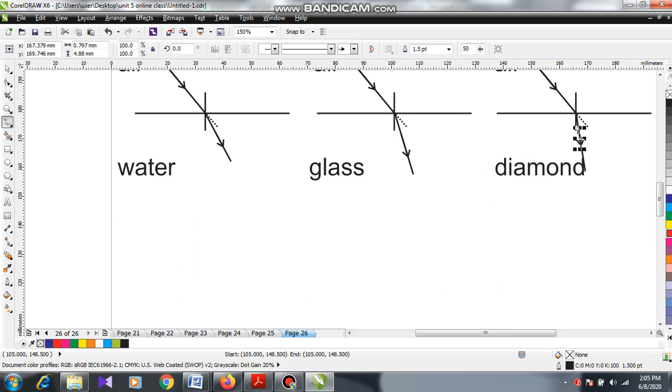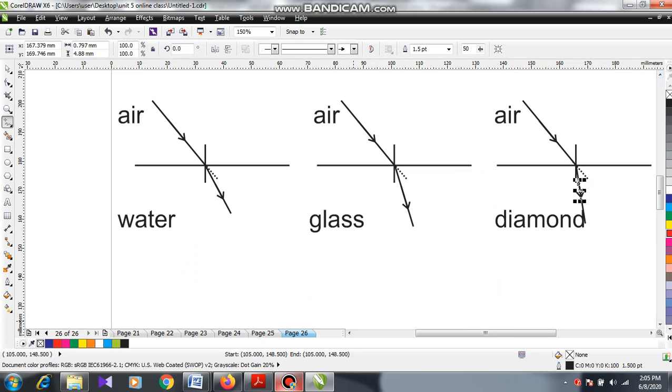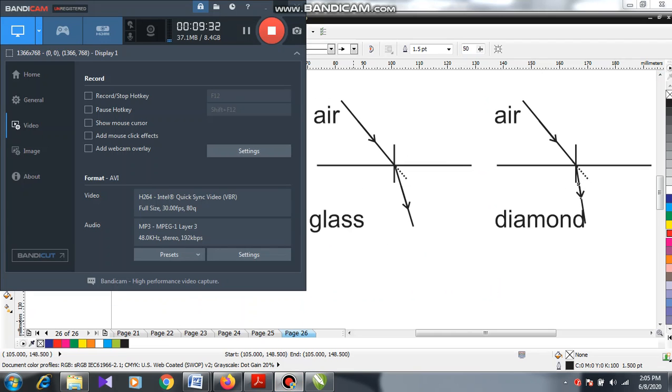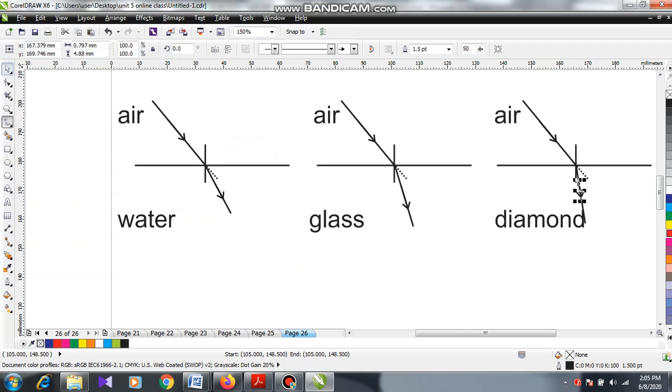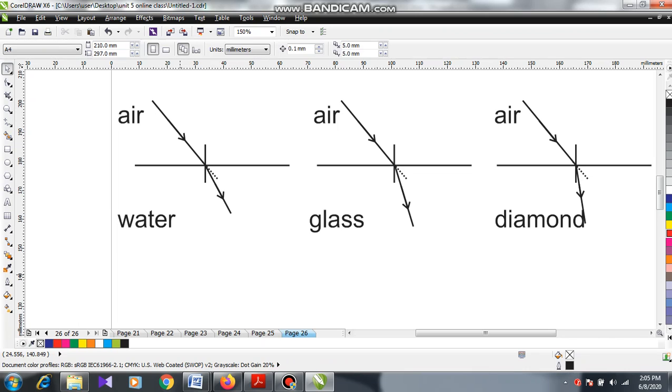My children, I hope you all understood the refractive index. There are some more details that I have to discuss regarding refractive index, which I will try in tomorrow's work.